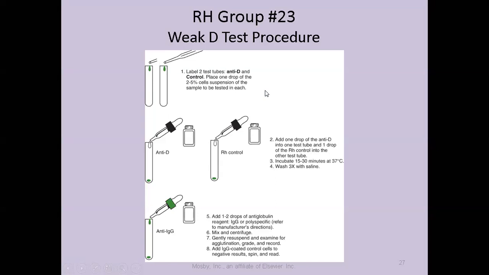Instead of centrifuging and reading immediately, we are not going to do that, okay? And that is described here. Instead of centrifuging right away, this is showing how we added the reagent. We're going to incubate instead at 37 degrees for 15 to 30 minutes. So we basically take these tubes and put them in our heating block for 15 to 30 minutes.